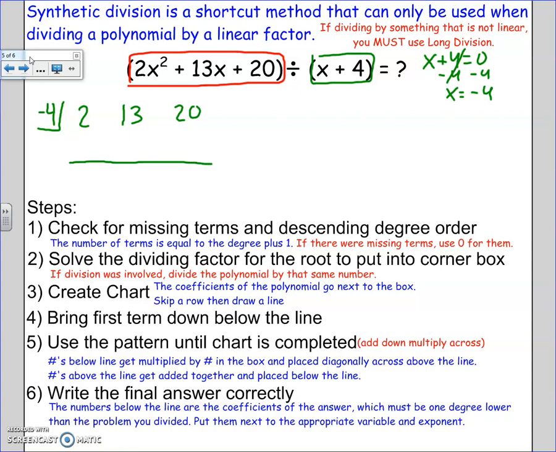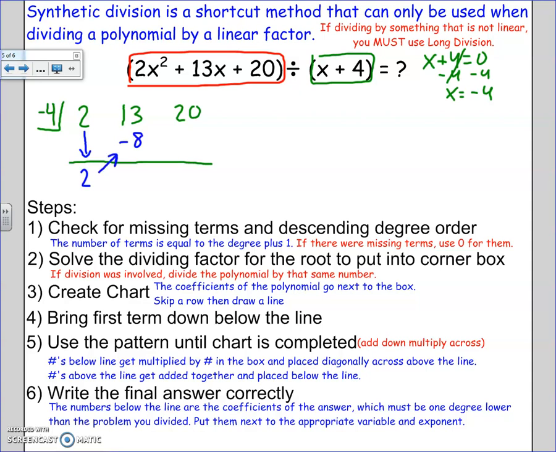All right, it says bring the first term down below the line. So this 2 will go down here, stays positive 2. And then use the pattern. I always say add down, multiply across, but technically any number below the line gets multiplied by the number in the box and placed diagonally across. So since 2 is below the line, I'm going to do 2 times negative 4. I get negative 8. I place it across. Then I'm going to add downwards.